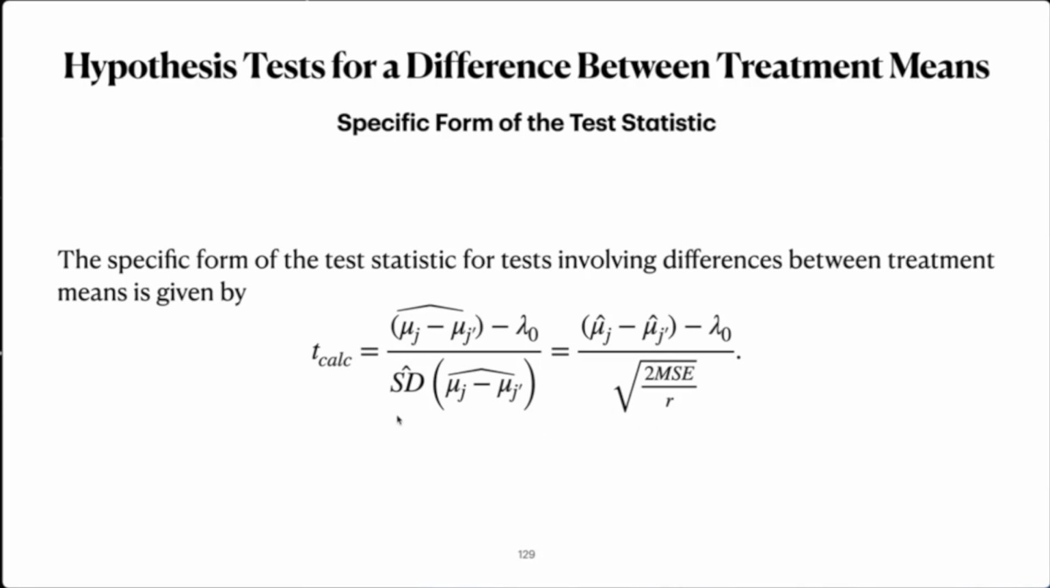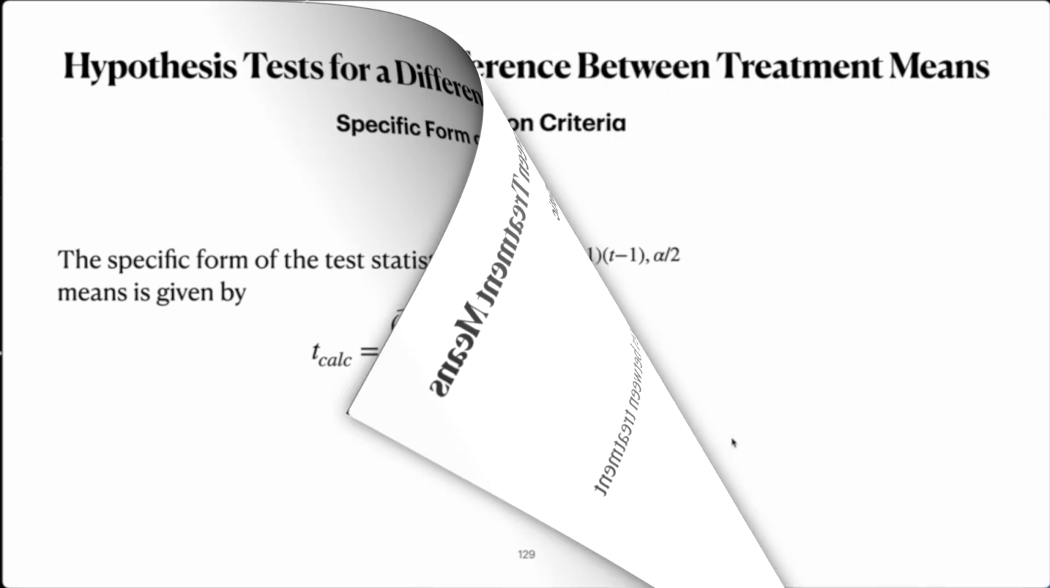and then we divide that difference by the estimated standard deviation of the sampling distribution of the estimator of the difference of the treatment means, which in this case turns out to be the square root of 2 times the mean squared error from the ANOVA table divided by r, the number of blocks, or in this case the number of replications.